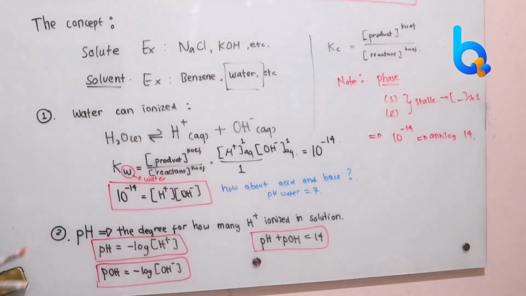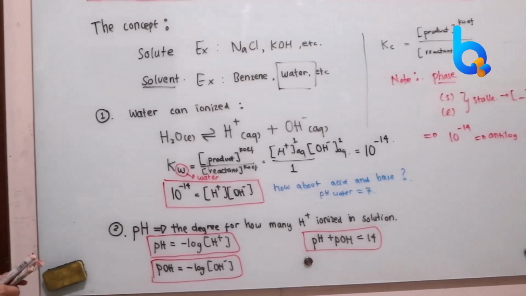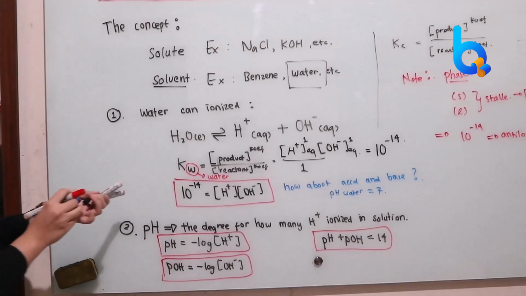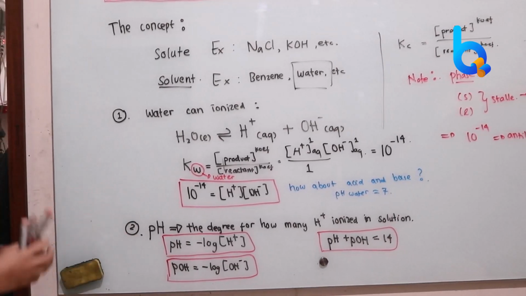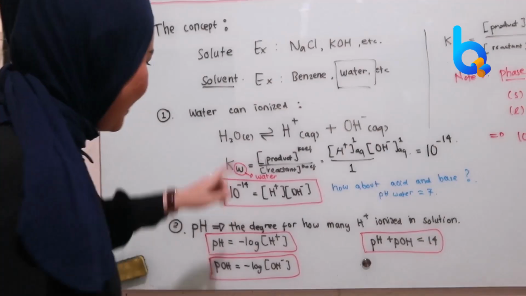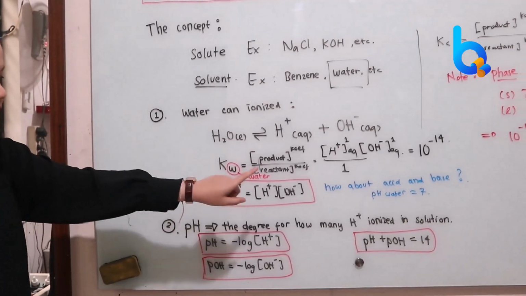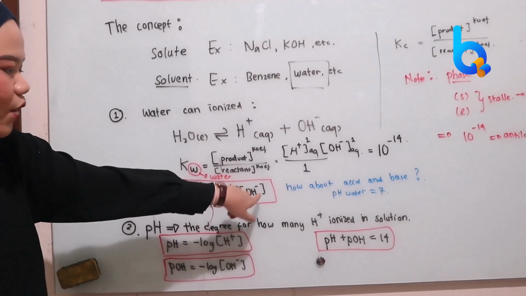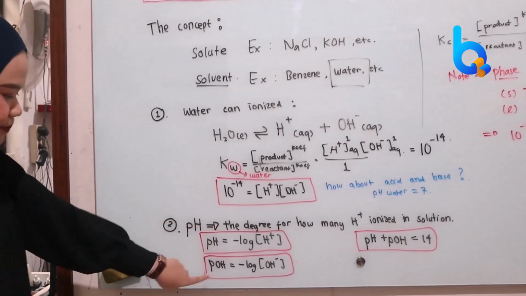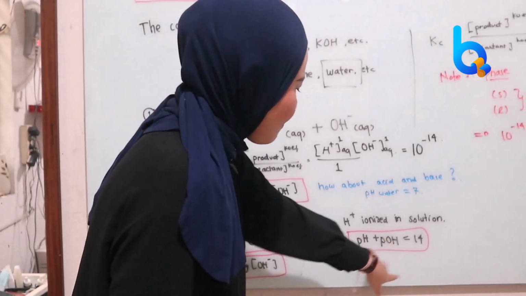Okay. This is the basic concept I wanted to talk about for acid-base equilibrium in aqueous solution. So you have to remember that 10 to the power of minus 14 is equal to [H+] times [OH-], and then pH and pOH, when combined, are 14.